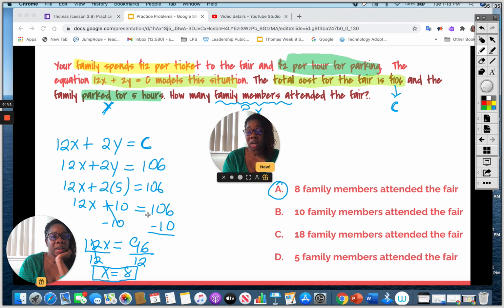So for the total cost to be 106, and if they parked for 5 hours, it meant that on that particular trip there were 8 family members who attended.